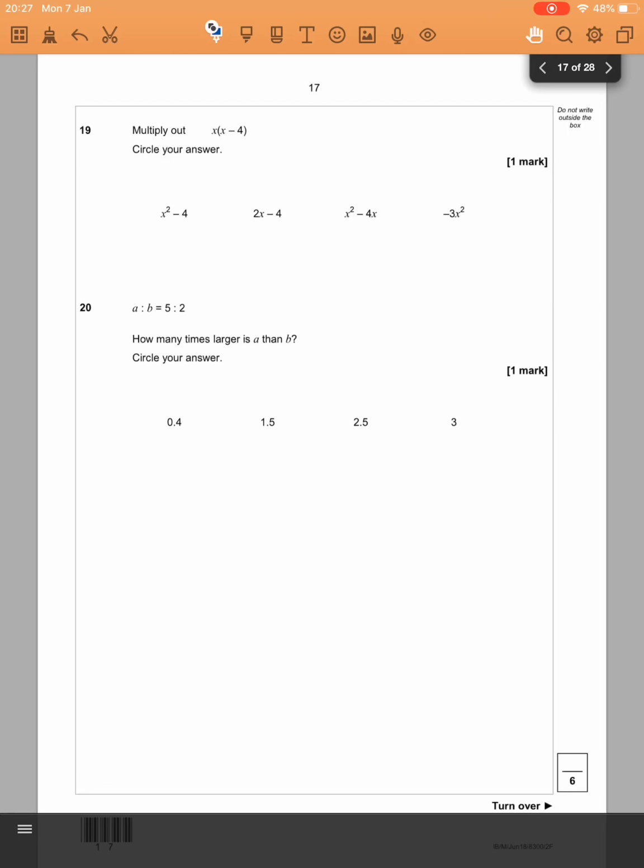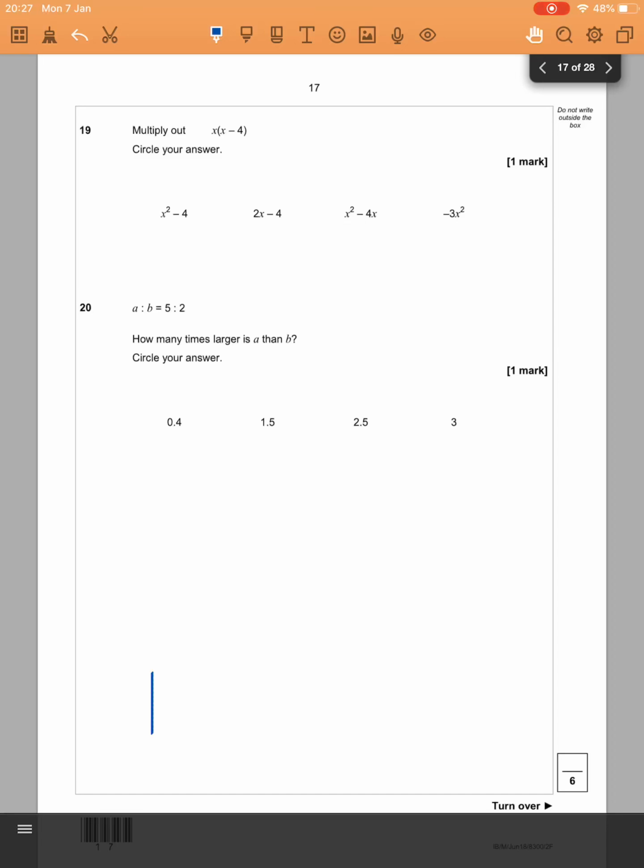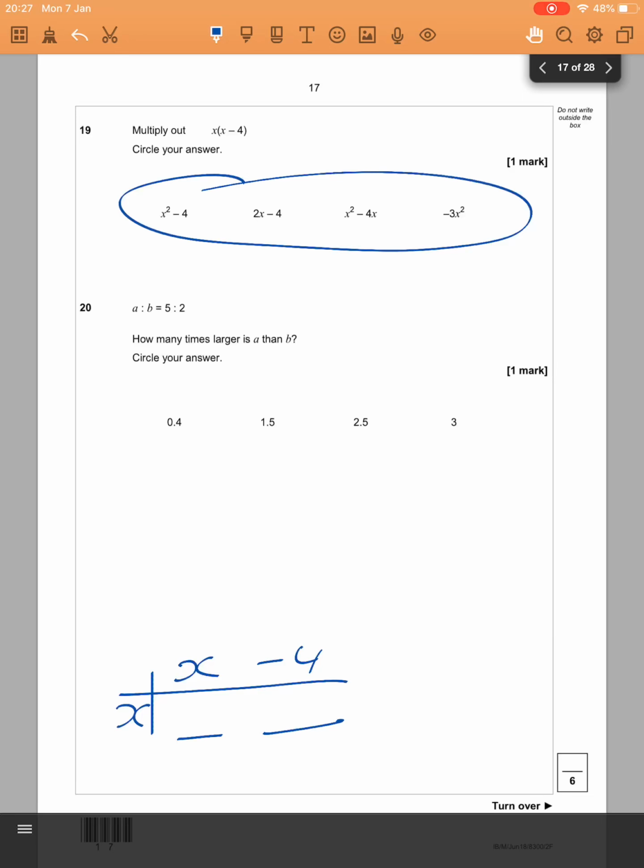Question 19. Multiply out that bracket, but we did this using grid method, so I'll work it out. I've got some space down here, so let's turn these shapes off. We did a grid method for this. We said x is multiplied by x, take away 4. So you can work out what goes here and what goes here. Then you can find out your correct answer out of those 4 there.